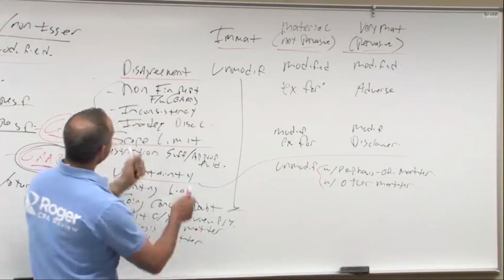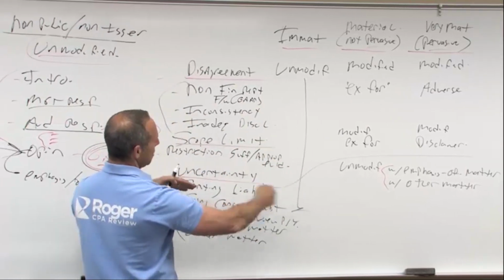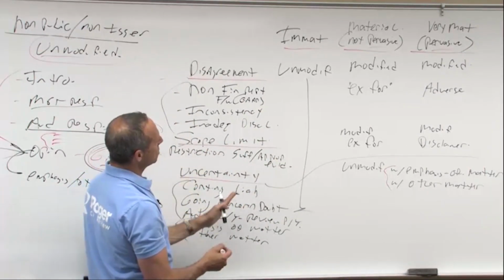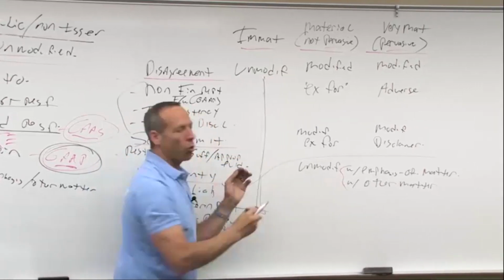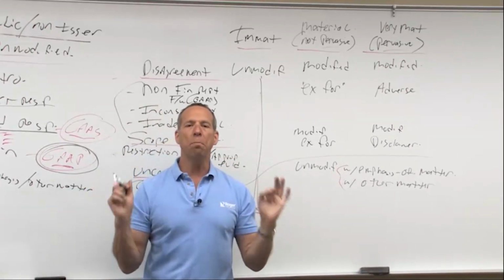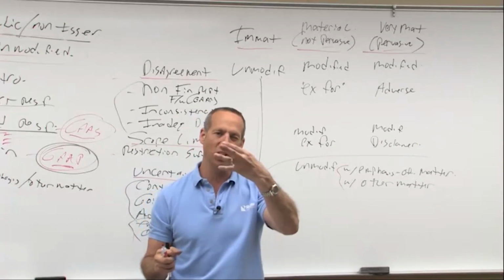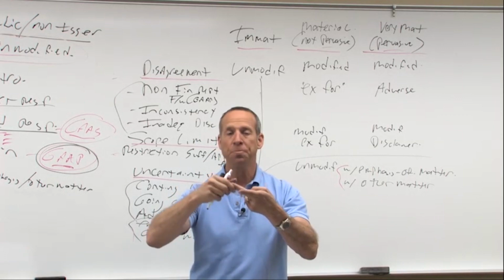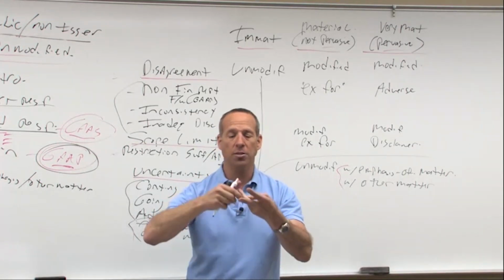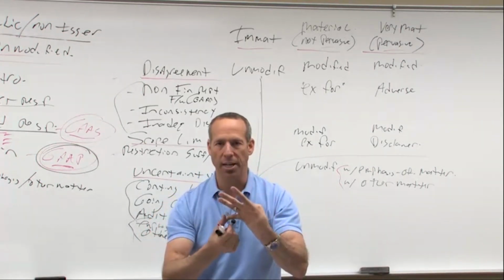So let's say we have disagreement, scope limit, uncertainty, emphasis of a matter. All these situations, let's say, but they're immaterial. What do we give? You give an unmodified all the way down. Just a clean, that's your basic 4 sections, which was your intro, or the financial statements, your auditor's, management's responsibility, auditor's responsibility, and opinion.